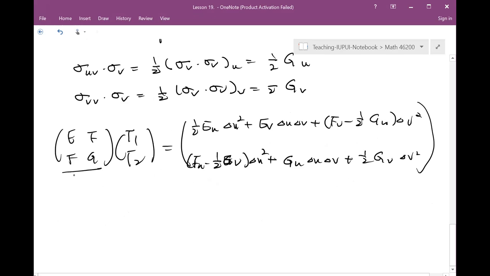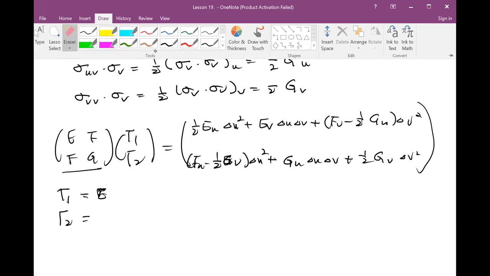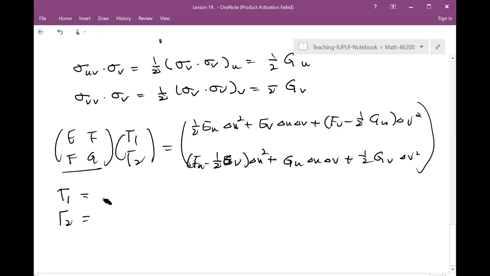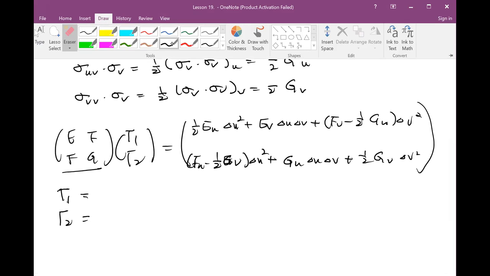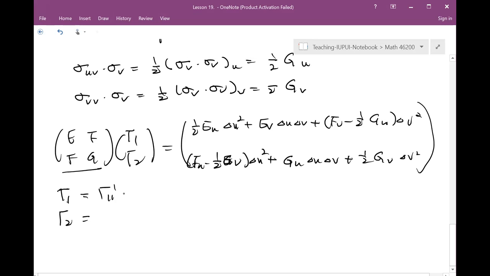So for this one, you can use the inverse matrix, right? So gamma 1, gamma 2 can be expressed in terms of, remember, how do you express gamma 1, gamma 2? Yeah, we have the Christoffel symbols gamma 1,1, right? Delta U squared, twice gamma 1,2 delta U delta V, and so on.